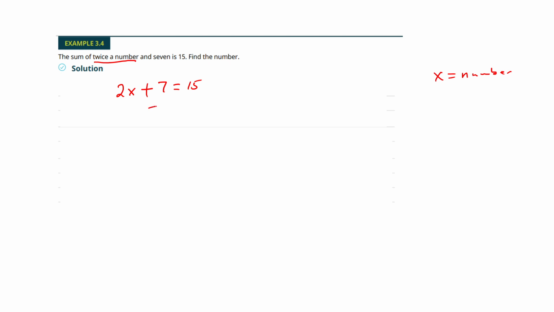Now we'll find the number. So we're going to subtract 7 because we want the factor puzzle to be what's left. Divide both sides by 2. That missing number must have been 4.